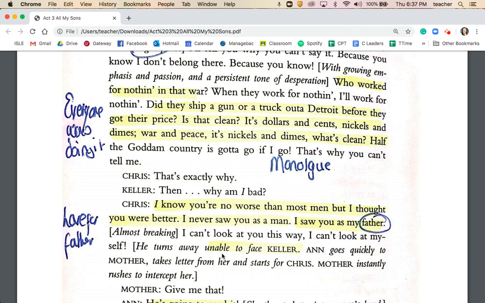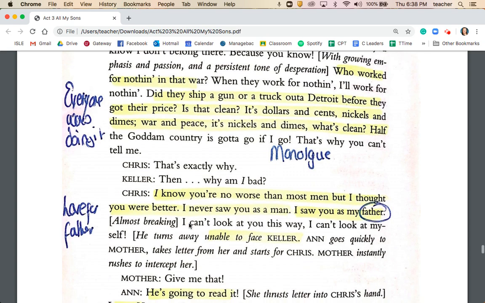And if you think about the importance of what Joe said just a couple of pages before when he said, if there's something more important than family, I'll put a bullet in my head here. And what he's discovering here is that to Chris, there are things that are more important than that. And he feels very let down by his father at this point.